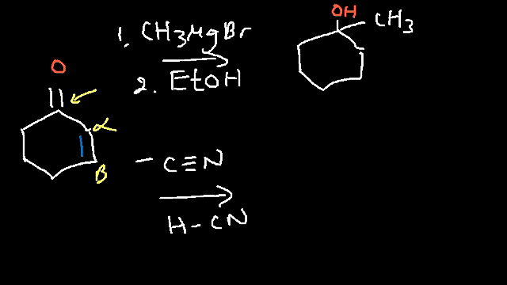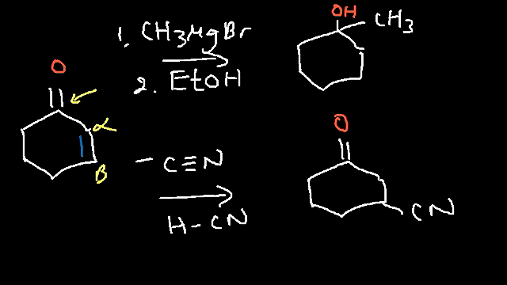And you've seen the mechanism for that process already. Now for the second reaction, the ketone will be unaffected, the double bond will disappear, and we're simply going to add a CN group to the beta carbon. But let's go over the mechanisms for both. So let's start with the first one.